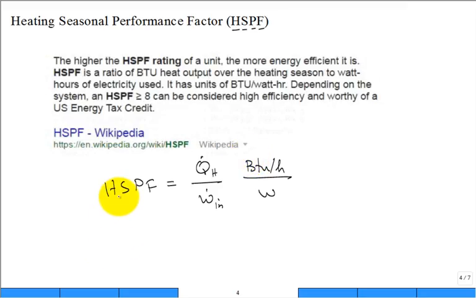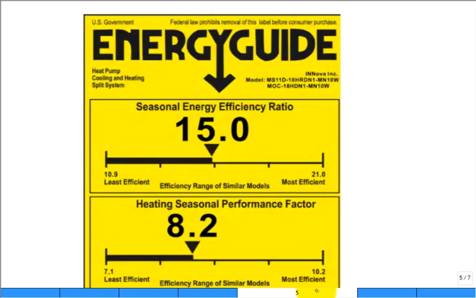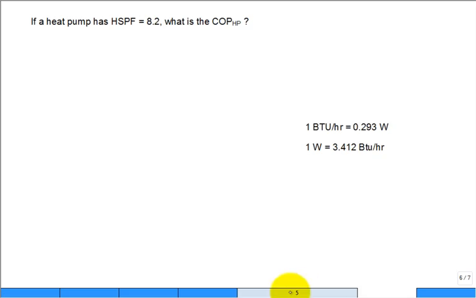The heating performance factor for heat pumps has the same type of relationship with the COP. You have the factor for unit conversion. So let's put it to the test. I'm going to solve this problem in a second, but first let me show you something.